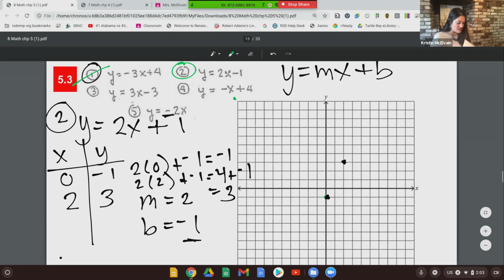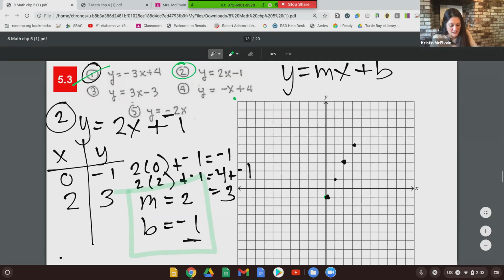All right, so if I were to use my slope in my beginning, I do see that this is a positive slope, and we begin at -1. So if I were to count up, rise 2 over 1, go back to my black, rise 1, 2, run 1. There it is. Yep, it matches. So there is my slope.